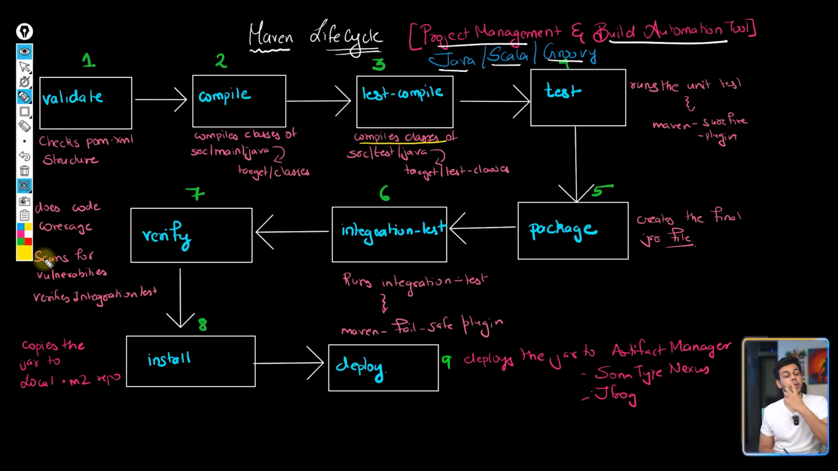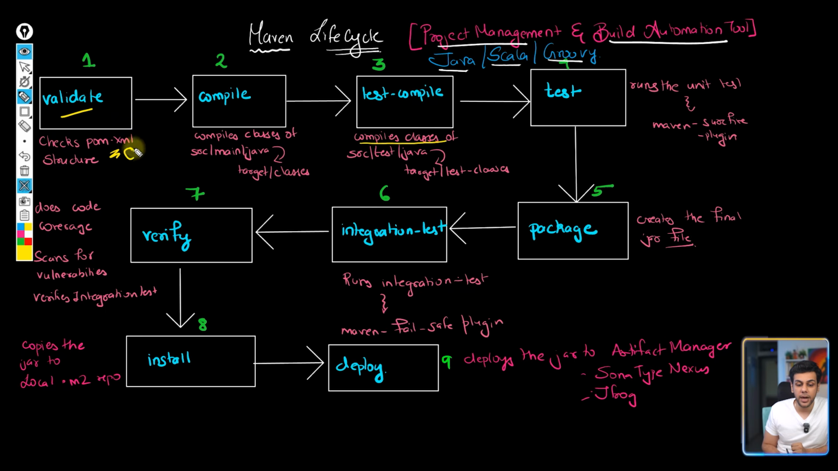Now, when we are talking about the Maven lifecycle, technically there are many, but the core ones are going to be the 9 important phases which have been kept over here. The first one is going to be validate. And what exactly is validate going to do? Validate is going to check the structure of your pom.xml file. Technically, it is just checking whether the entire pom.xml file is correct or not.